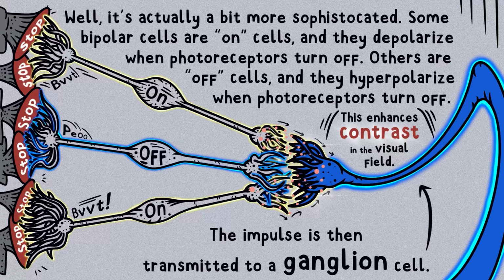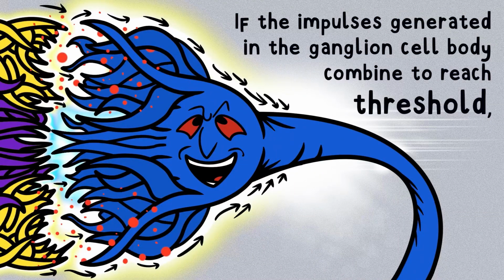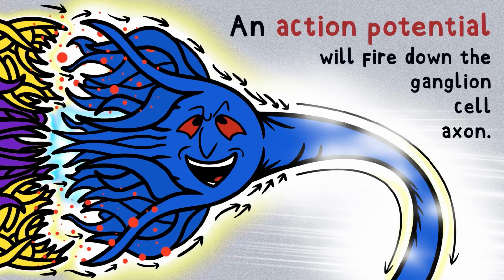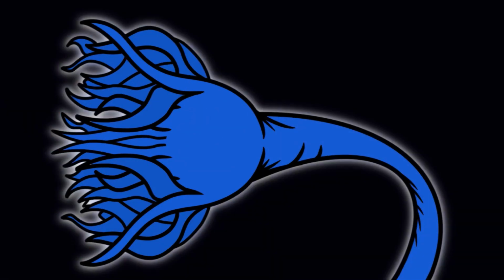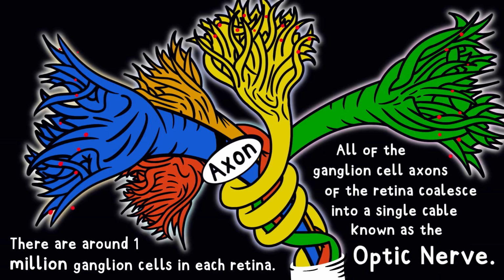The impulse is then transmitted to a ganglion cell. If the impulses generated in the ganglion cell body combine to reach threshold, an action potential will fire down the ganglion cell axon. There are around 1 million ganglion cells in each retina. All of the ganglion cell axons coalesce into a single cable known as the optic nerve.